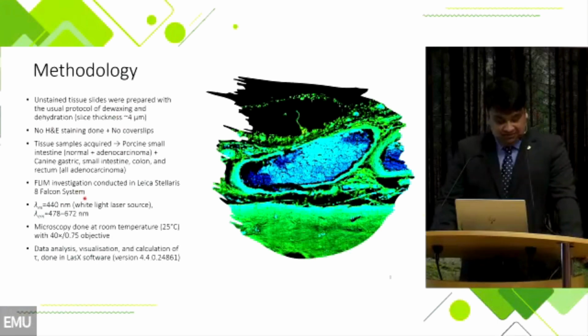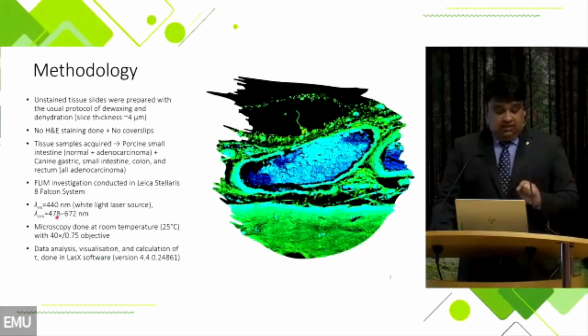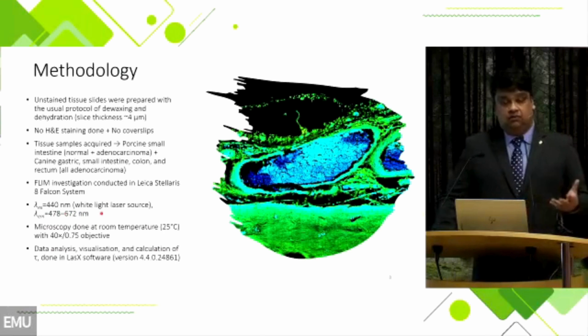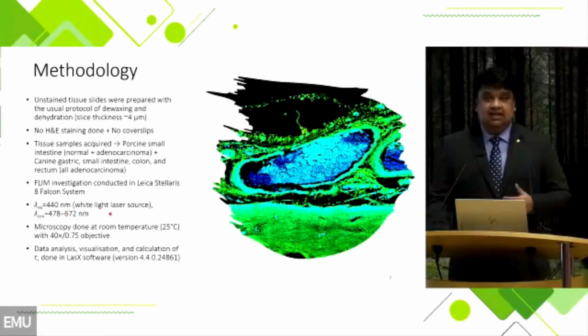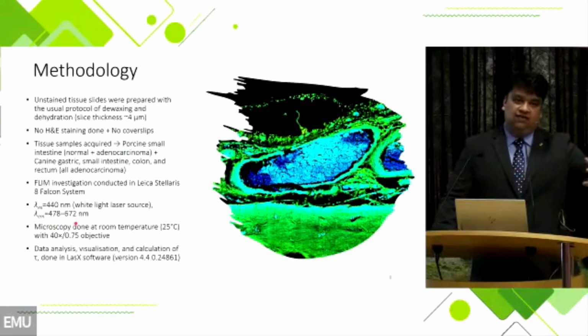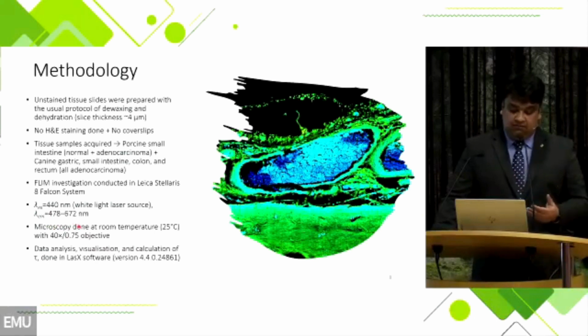You will be convinced in the next few slides. The excitation wavelength was 440 nanometer. Now we have a white light laser source, which is of course another great leap forward in our current laser technology. And the emission that we collected was 478 to 672 nanometer. So we pretty much took a long wavelength slice of the spectrum for the emission collection of the photons.